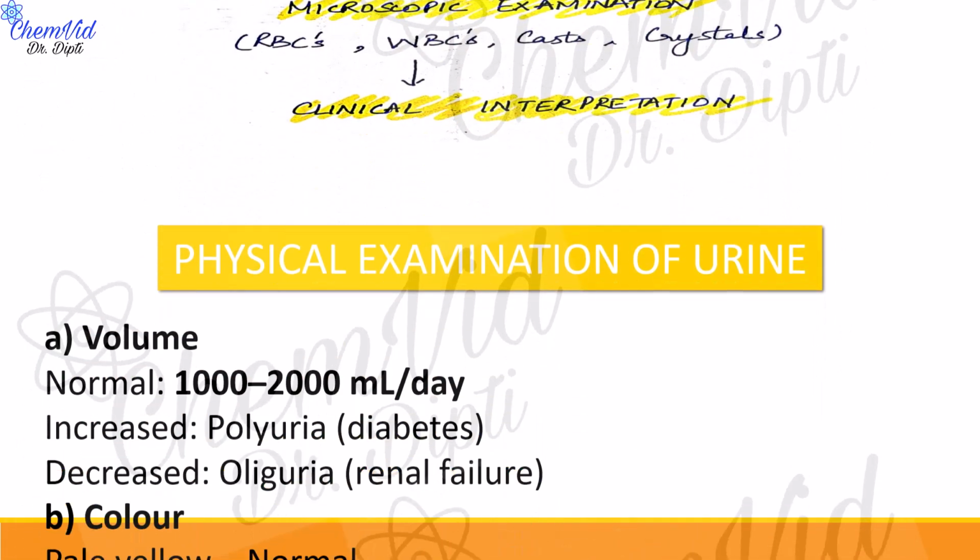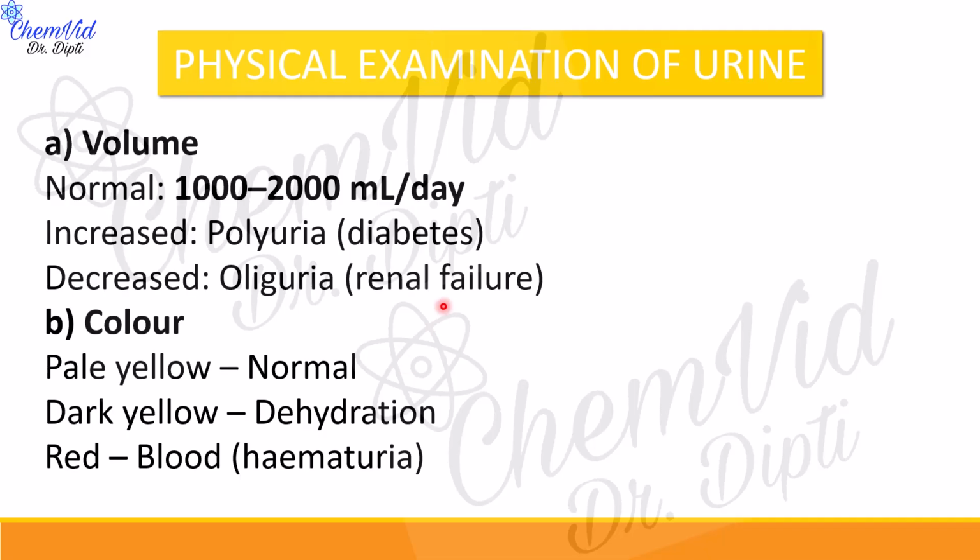Then coming on to the physical examination of the urine, which is the first part of the examination. In the physical examination, first you have to measure the volume. The normal volume of the urine is given over here, and if the volume is increased, then what kind of disease it represents, and if it is decreased, then what kind of disease it represents, is mentioned over here. Then coming on to the color, same thing you can write that pale yellow color is normal and dark yellow represents dehydration, and if the urine is red in color, then it represents hematuria.